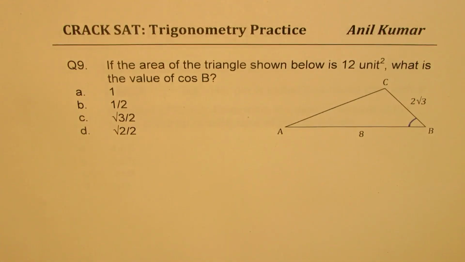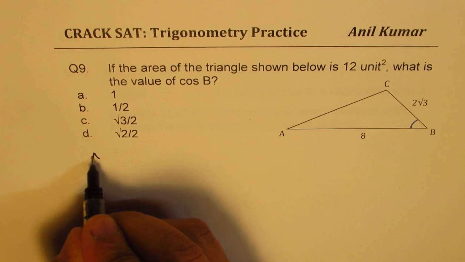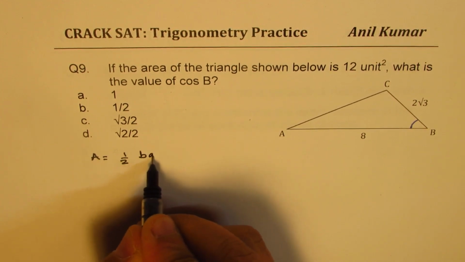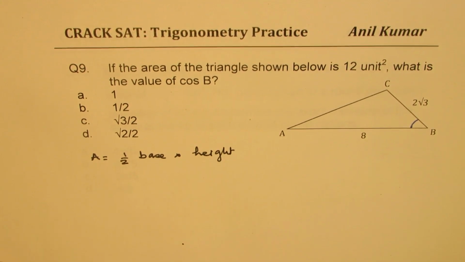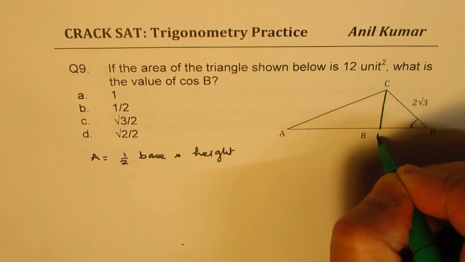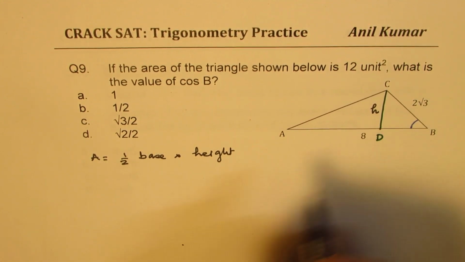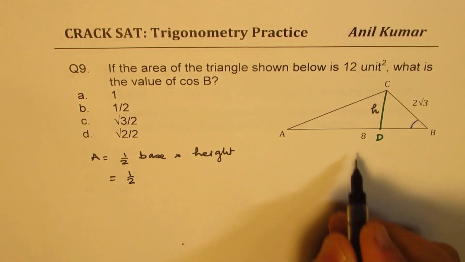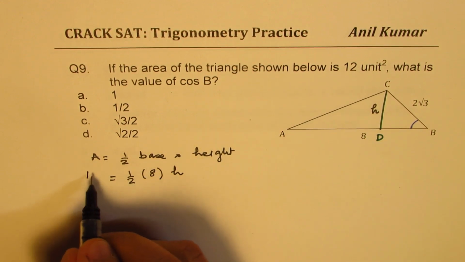Now, questions number 9 and 10 are slightly lengthy. Question number 9: if the area of the triangle shown below is 12 units square, what is the value of cos B? Now, the area of a triangle is half base times height. So let us say that this is a point D and the height is CD. Let's call this H, right? So the area of this triangle is half of 8 times H, and it is given to us as 12.